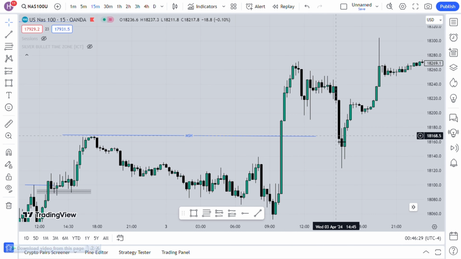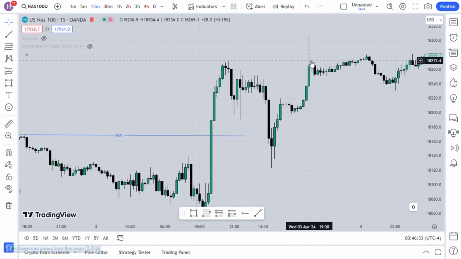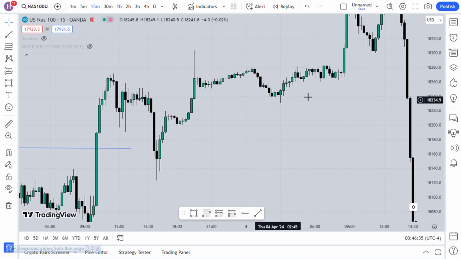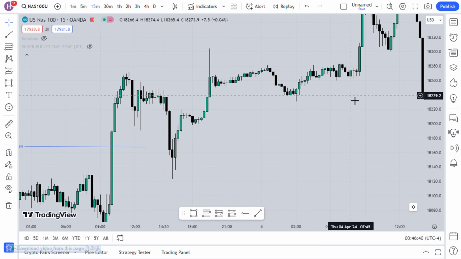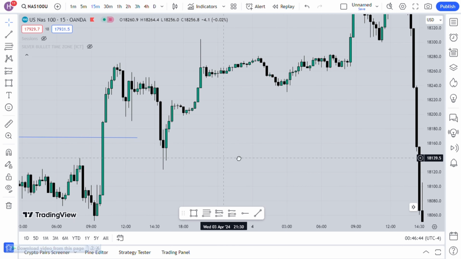Then on Wednesday, it closed here. On the Thursday, it just rallied down a little bit, then went up. Then on the Thursday, this was the whole move of yesterday. And as you can see, this market structure shift, we can drop down to the 5-minute time frame again.